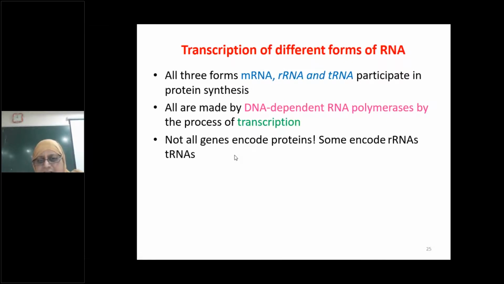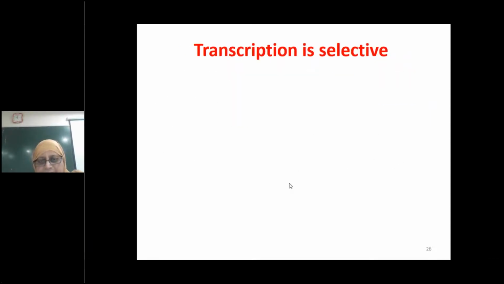Now, not all the genes will encode the proteins. Some will also encode for the ribosomal RNA as well as for the transfer RNA.